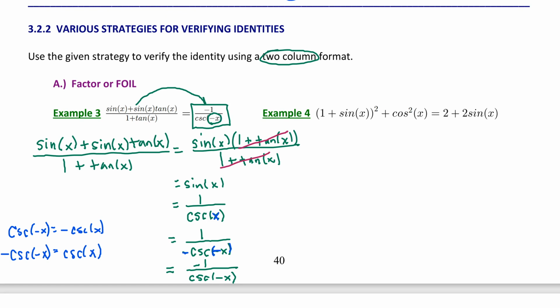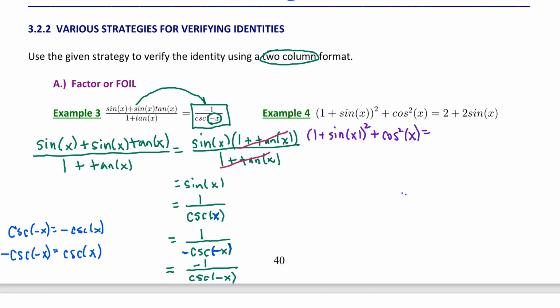Let's try a two-column proof for example 4. Notice in this identity, the left side is definitely the most complicated side. So I'm going to begin by copying it down exactly as it appears on the left side. I don't want to make any changes at this point because eventually I want to show this left side is equivalent to the right side.